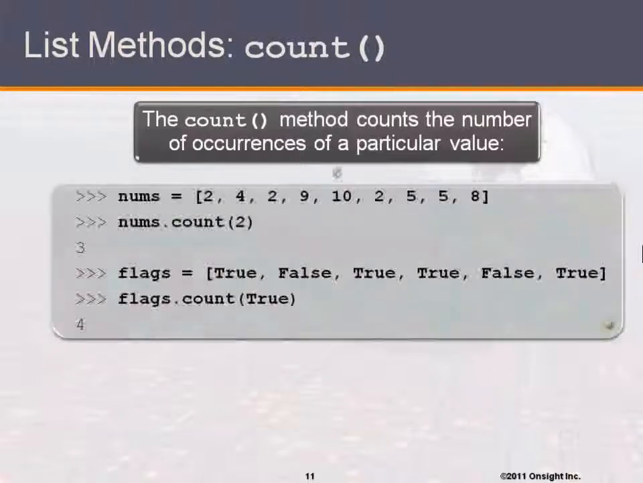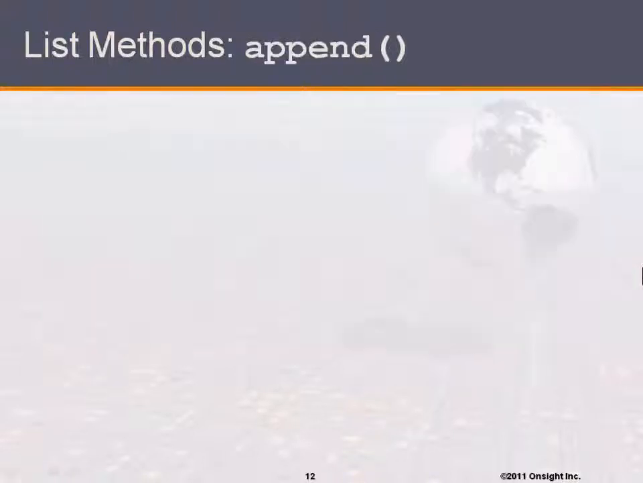So first, count. So here nums is assigned 2, 4, 2, 9, 10, 2, 5, 5, 8. Let's count the number of times 2 occurs in the list. Let's see, 1, 2, 3 times. Now by the way, if I just said nums.count with no argument, it counts the number of items in the list. So here flags is true, false, true, true, false, true. How many times does true occur in flags? 4 times. So count counts items in the list.